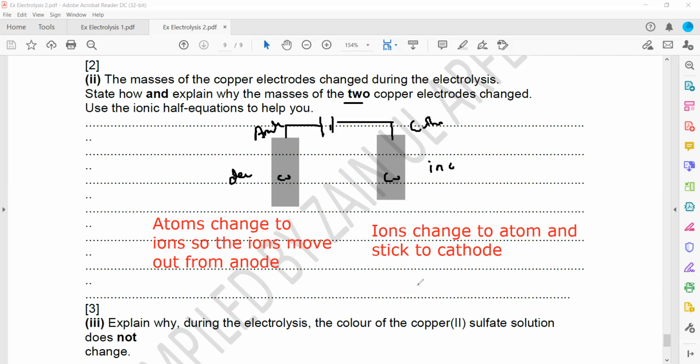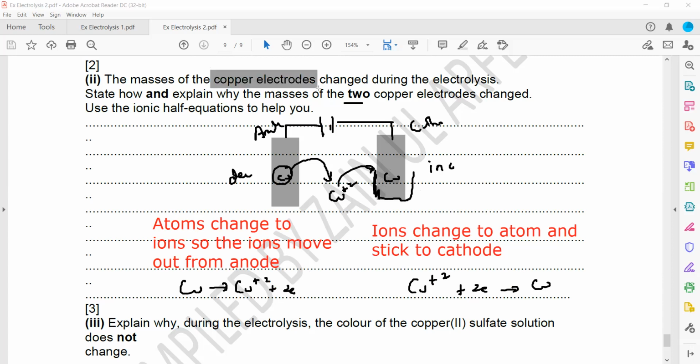And we have to write the equation. Copper ions from the solution gain electrons and turn into copper atoms, that's why the size is increasing. And at the anode, the copper atom will go into the solution as a copper ion, so the size is decreasing. Is it a clear discussion? Any doubts about why the mass of the copper electrode changes during electrolysis? Any question or doubt on this part?